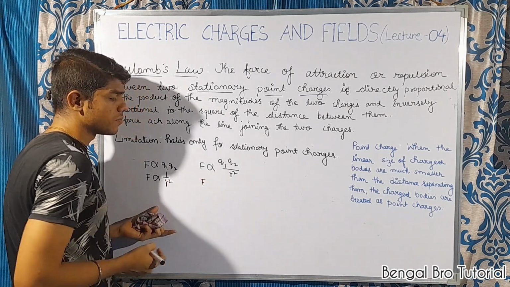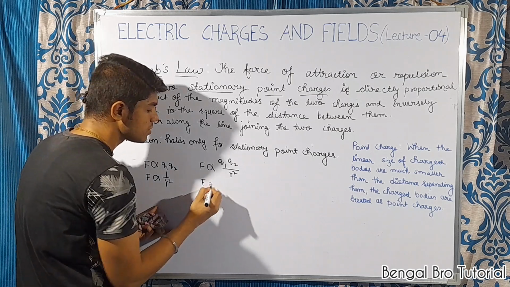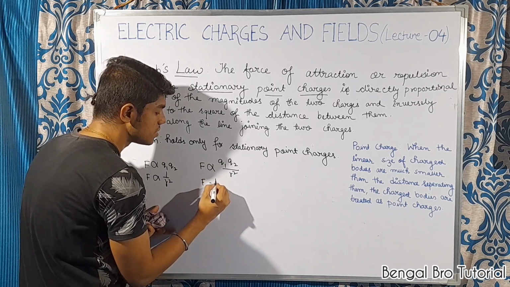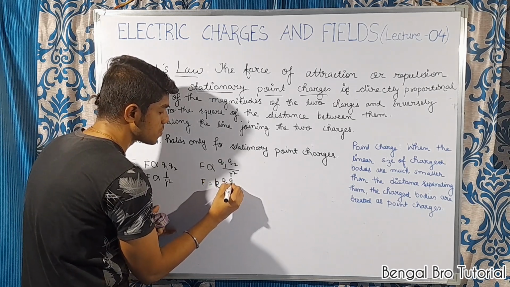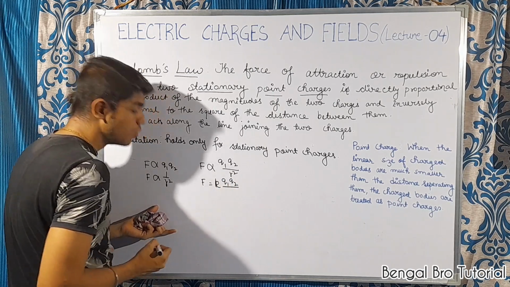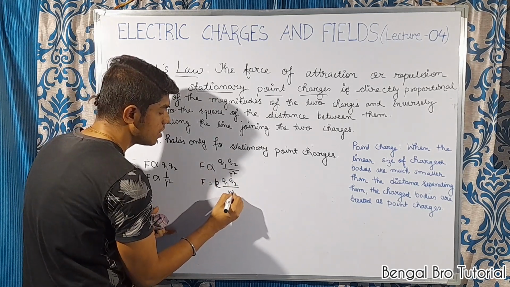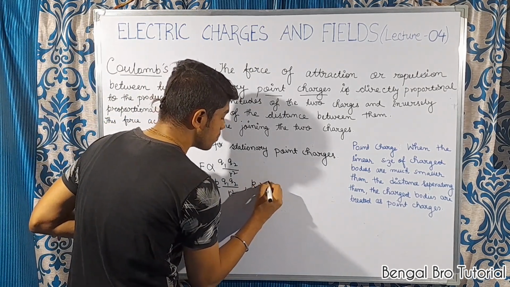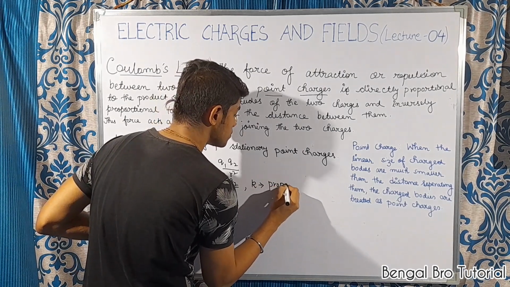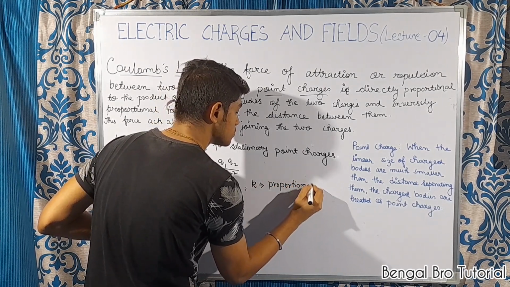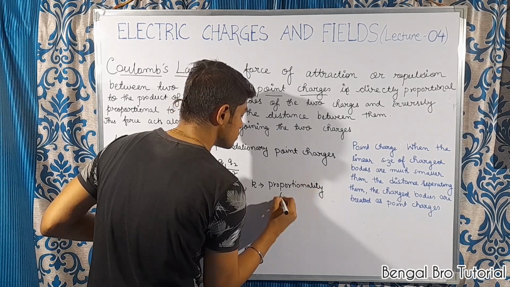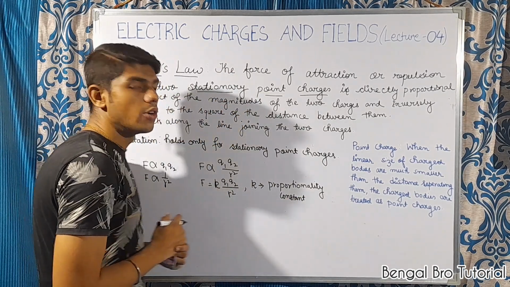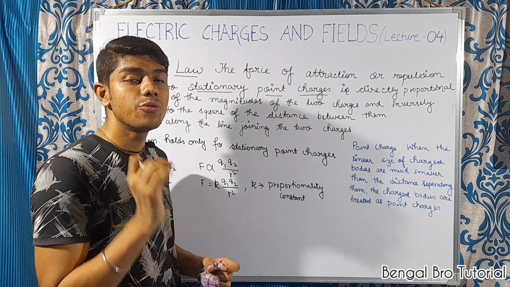If we replace this proportionality sign with an equal sign, then we have to multiply this side with a constant, say small k. So the expression becomes F is equal to k Q1 Q2 by r square. Here k is the proportionality constant, which is also known as electrostatic force constant.